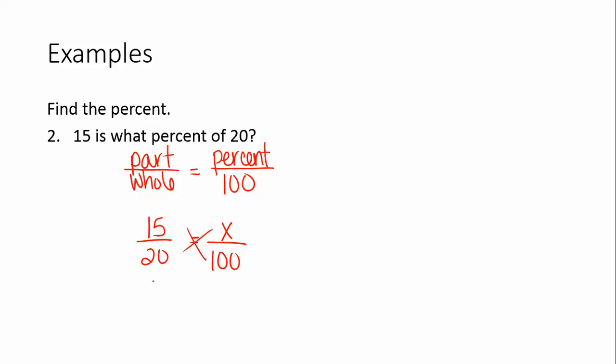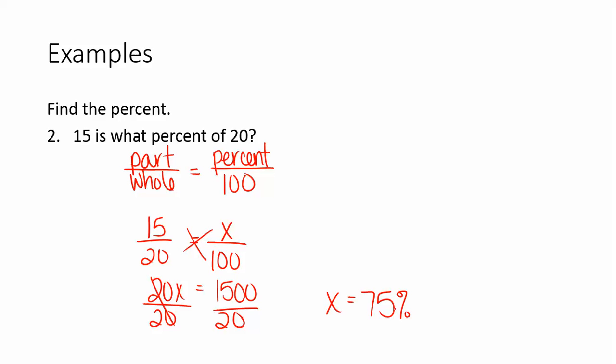We cross multiply: 20x equals 1500. Divide both sides by 20. And we get that x equals 1500 divided by 20, which is 75%. So 15 is 75% of 20. Let's say you got a 15 out of 20 on your test. That means you would have gotten a 75%.